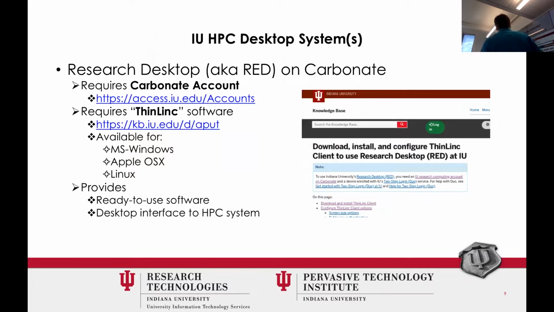This slide is a repeat from last week, so if anyone's following along later, you can get a Carbonate account, which is what hosts the research desktop, by going to access.iu.edu/accounts with a capital A. Then on the IU knowledge base, there's a page for how to download ThinLink. If you're familiar with VNC, it's a way of having a remote desktop, and it compresses the data and makes things a lot more efficient. ThinLink is a commercial version, essentially using the VNC protocol, that works pretty efficiently.